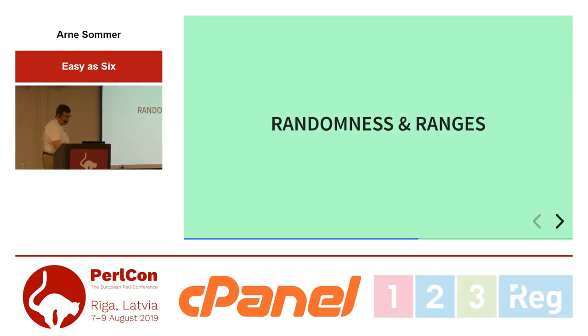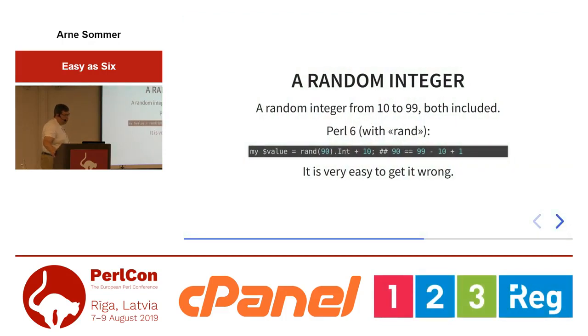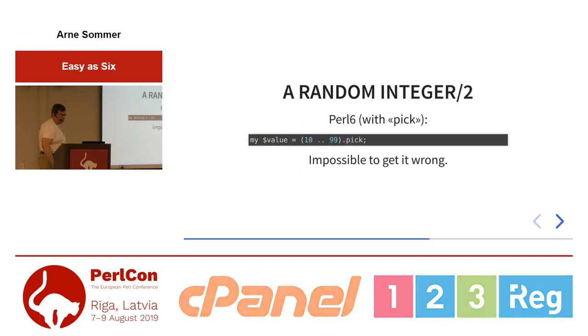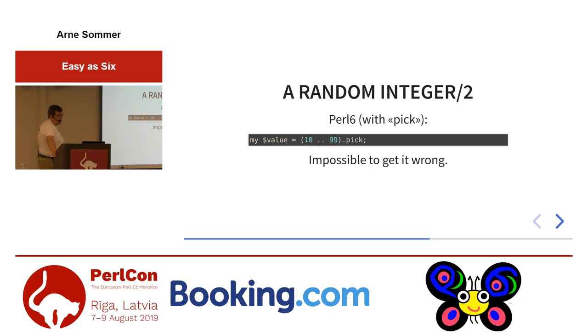Randomness and ranges. Let's say we want a random integer between 10 and 99, both included. The normal way to do this is with the rand function. And this is how to do it. And it's very easy to get it wrong. So in Perl 6, you use pick, specify the range, and just pick one of the values. Impossible to get wrong.